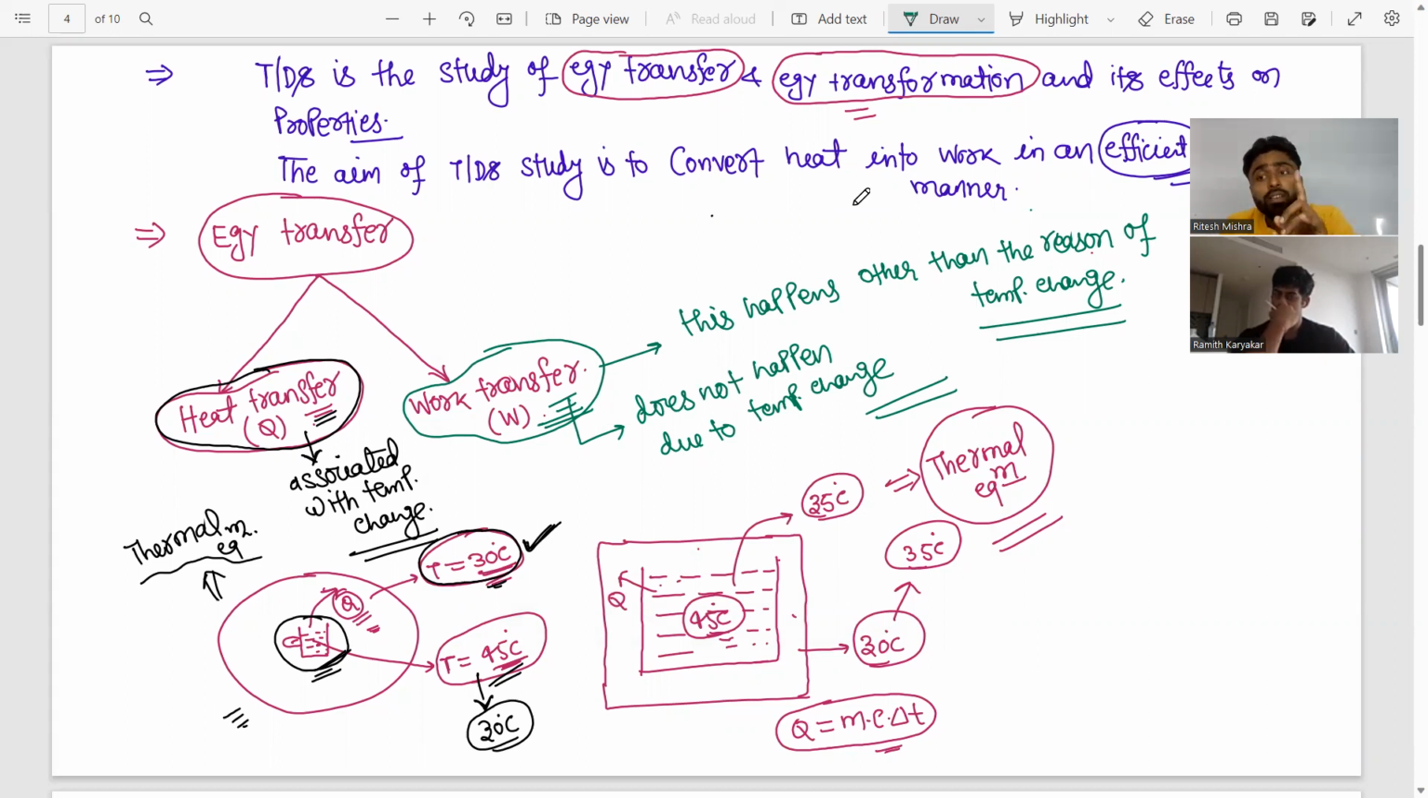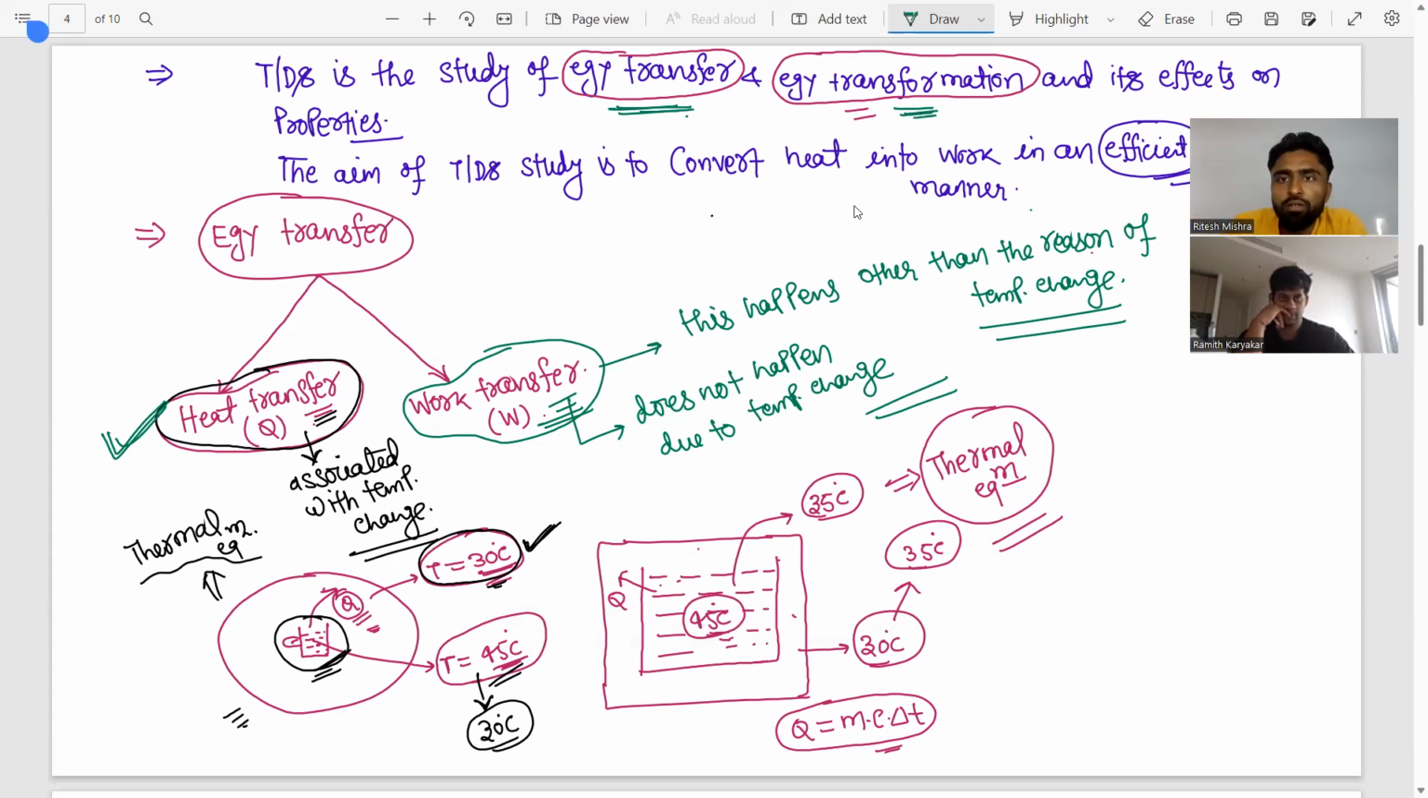If there is a temperature difference between the two devices, then there will be only one energy transfer, that is heat transfer. So I hope you have learned about energy transfer. Now we will move on to energy transformation.